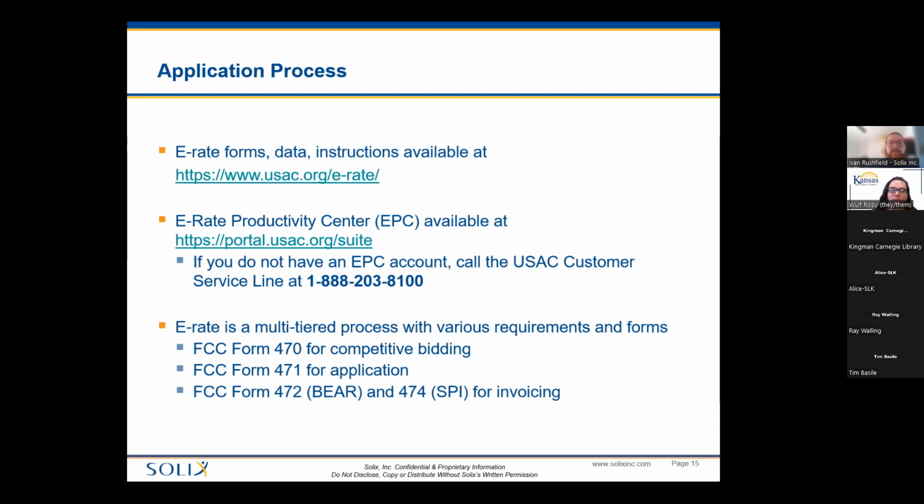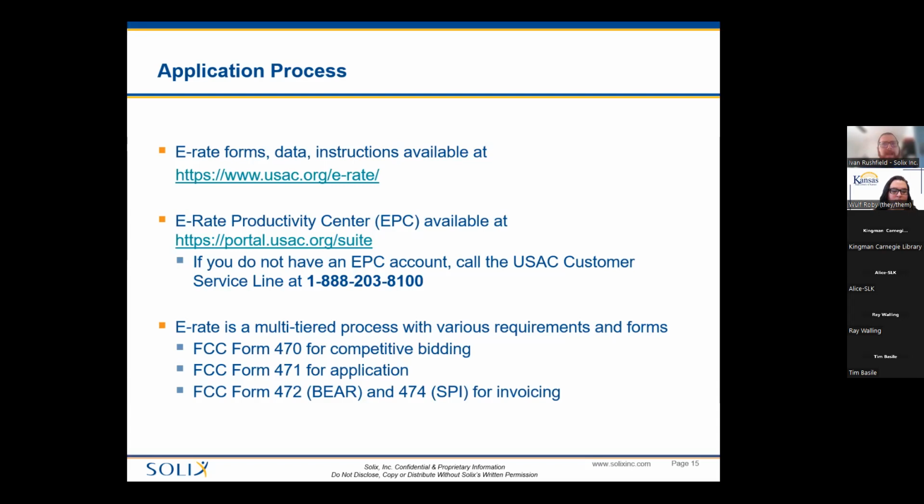So let's talk about the process. You can find lots of things like instructions and information at this top link, which is usac.org/e-rate. But to actually do work to apply or to get into their system, there is a website we use called EPIC, the E-rate Productivity Portal, which is portal.usac.org/suite. If you are not able to copy that link now, you'll have opportunities to see it again. You can always go back to it. I'm happy to say it 100 times when we get to the questions later.